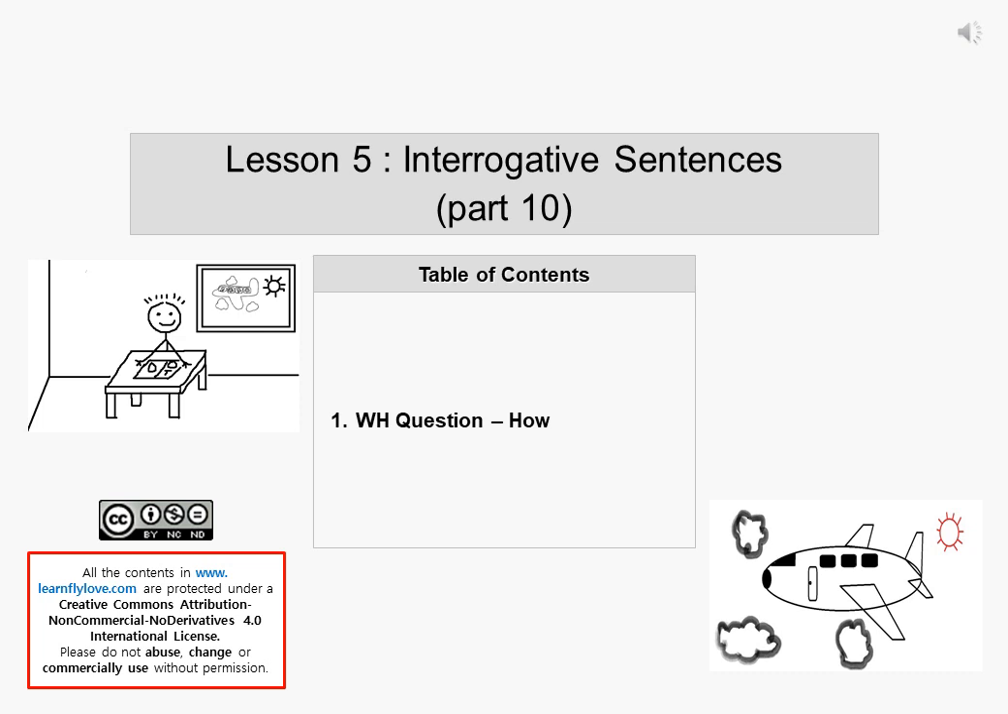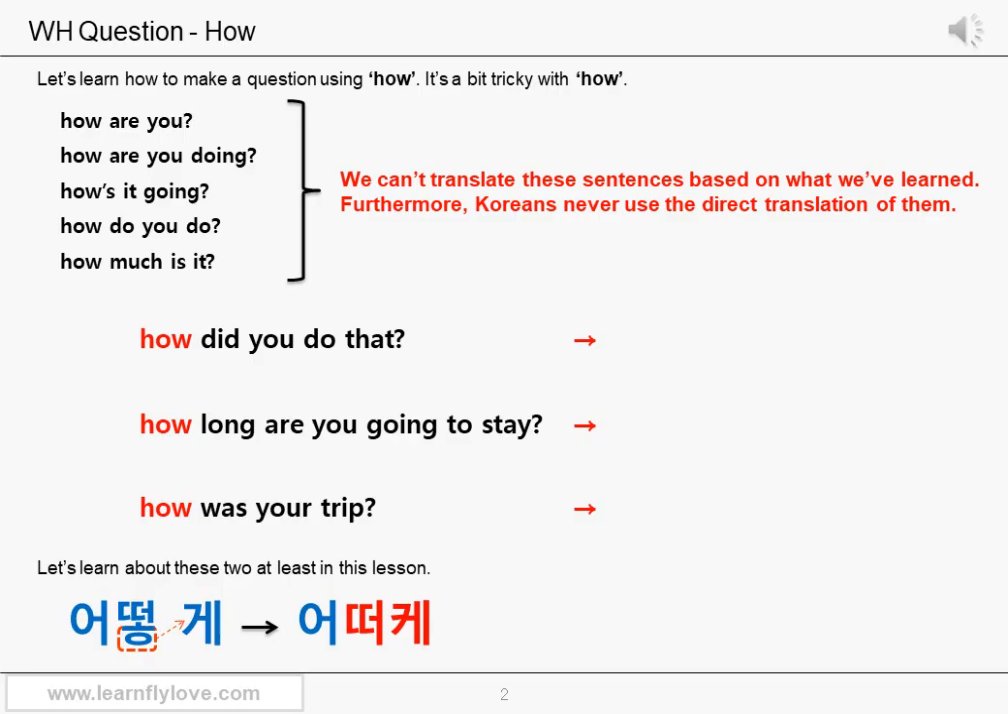안녕하세요. You are going to learn how to make question sentences using how in this lesson. Let's go. Okay, let's learn how to make a question using how.